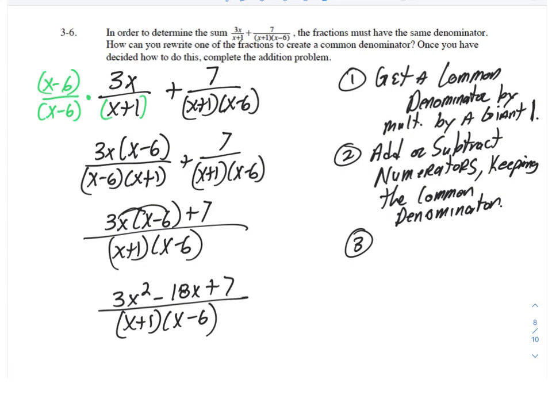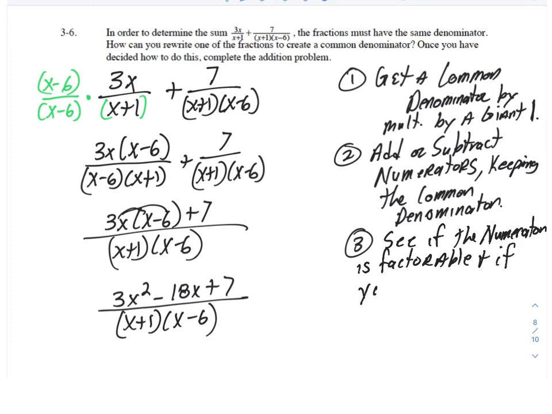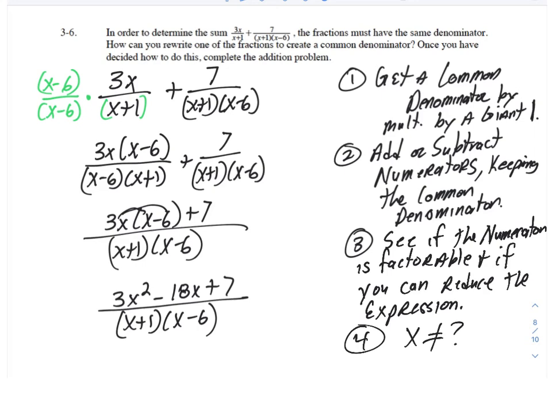And this is going to come up in a later problem. Step 3: see if the numerator is factorable and if you can reduce the expression. Step 4: what can x not equal?